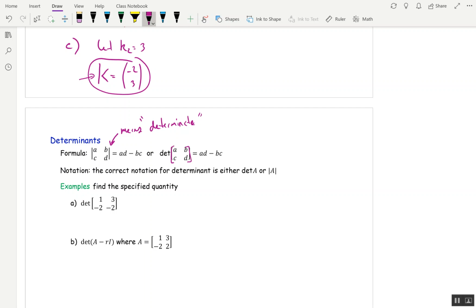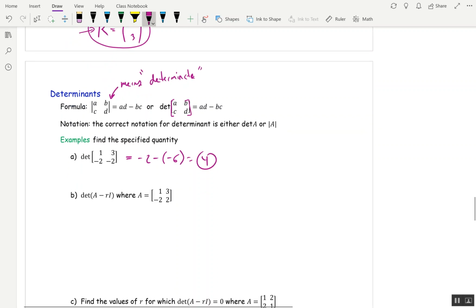Okay, so let's look at an example. Find the specified quantity, the determinant of this matrix. We take AD, which is -2, and we subtract BC, which is -6. 6 minus 2 is 4. Seldom will we have one that simple. Typically, we'll be finding the determinant of A minus Ri. So, a problem like this.